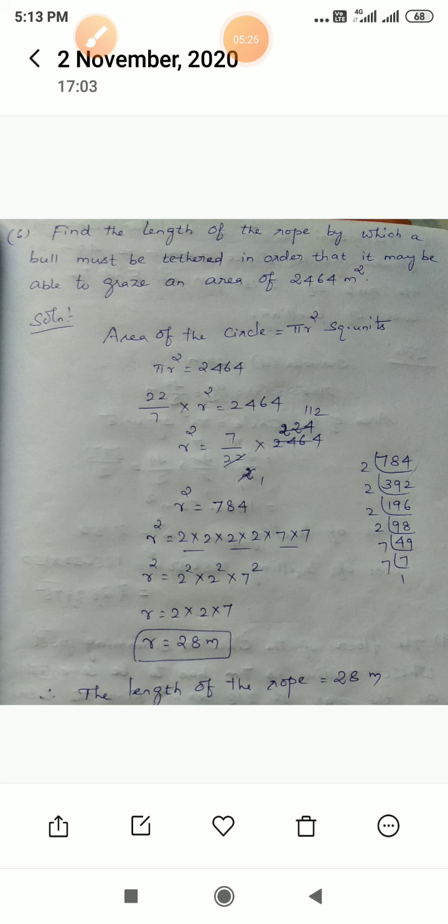So area of the circle is given, then we have to find the radius of the circle. Solution: area of the circle is equal to pi r square units. Taking pi r square is equal to 2464.